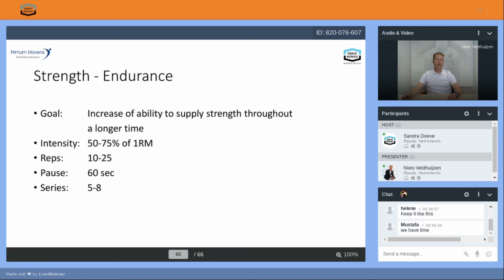Then you have strength endurance. That's to increase the ability to supply strength throughout a longer time. Like I said, when you have to walk to the 10th floor in a flat, you have to have the power to walk all these stairs. You use a lower intensity. Your movement speed will be lower as well. You do 10 to 25 repetitions, 60 seconds pause, 5 to 8 series.